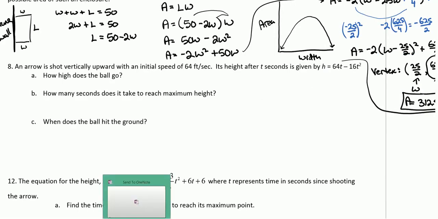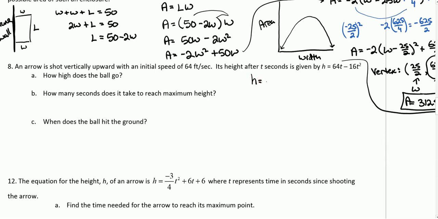Number 8. An arrow is shot vertically upward with an initial speed of 64 feet per second. Its height after t seconds is given by h equals 64t minus 16t squared. How high does the ball go? I'm going to rewrite that equation as h is equal to negative 16t squared plus 64t. I'm going to put this in vertex form.